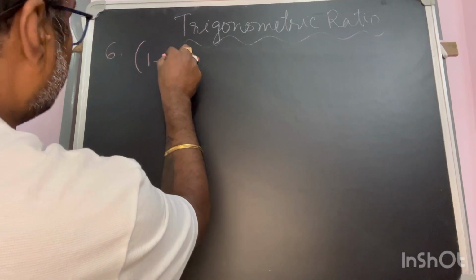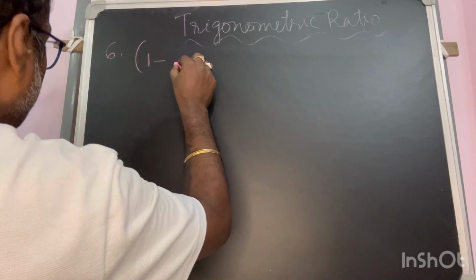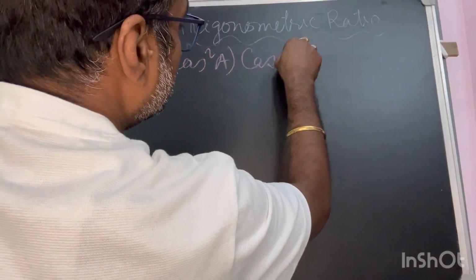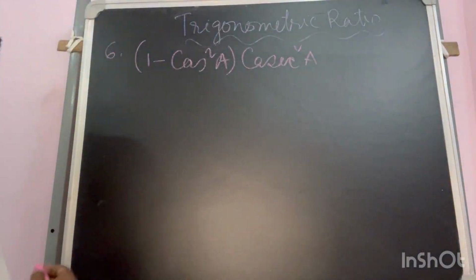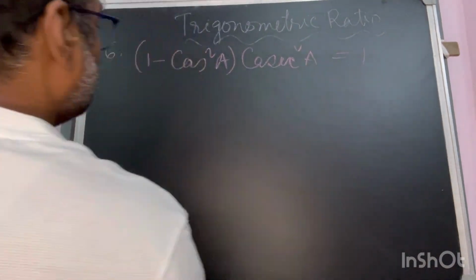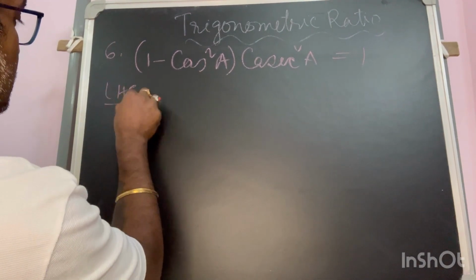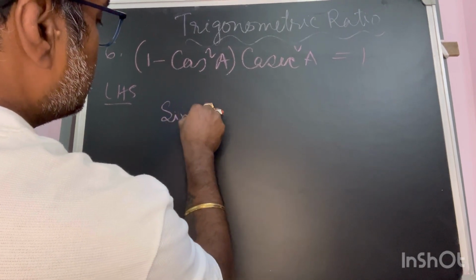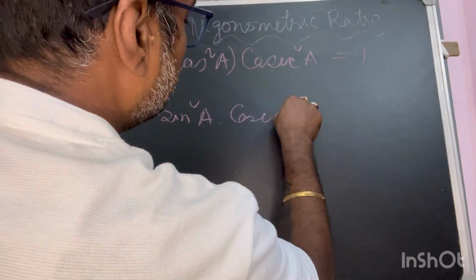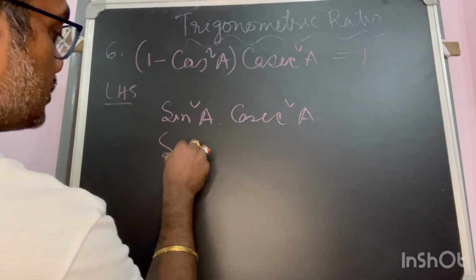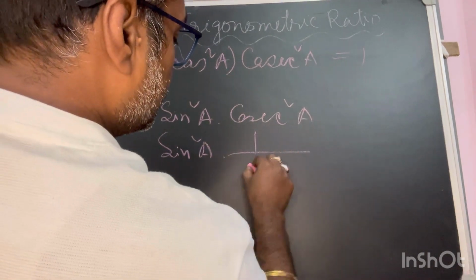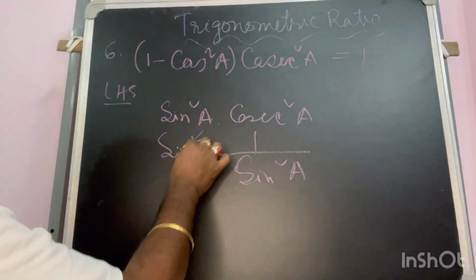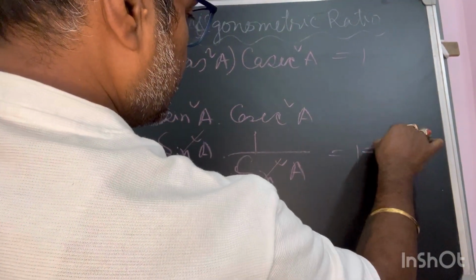It is a very simple one. 1 minus cos square a into cosec square a, you have to prove it is equal to 1. Let me start from the left hand side. 1 minus cos square a, that you can say is sin square a, and sin square a into cosec square a, because cosec is inversely related to sin. So this is ultimately equal to 1, that is equal to the right hand side. Okay.